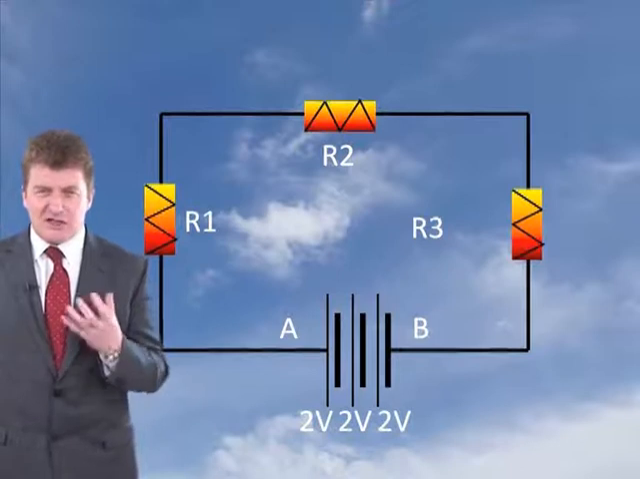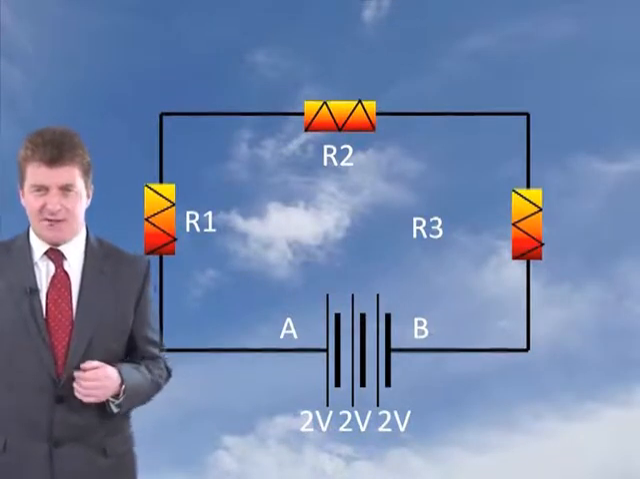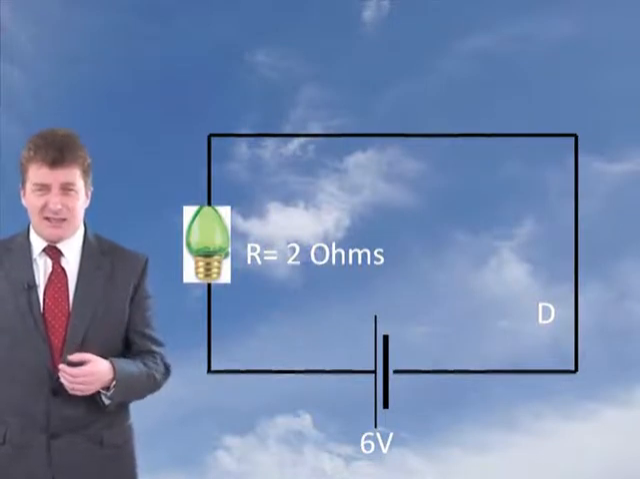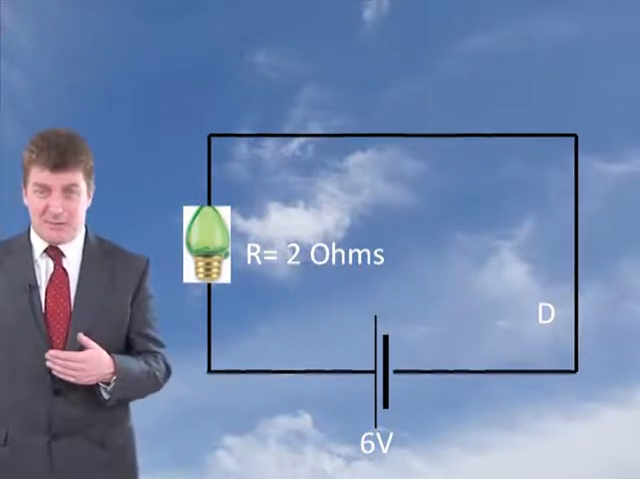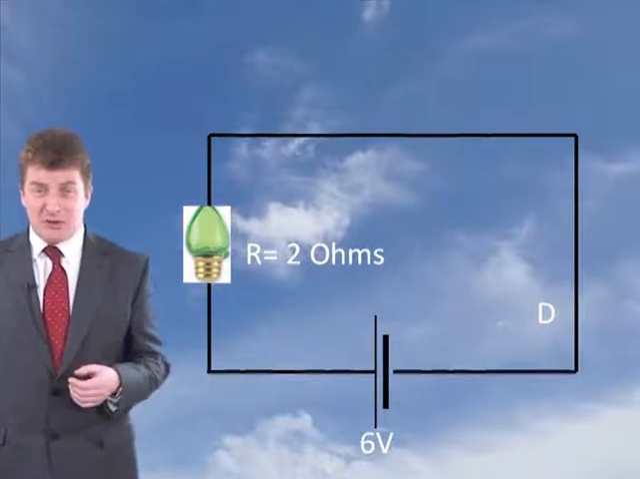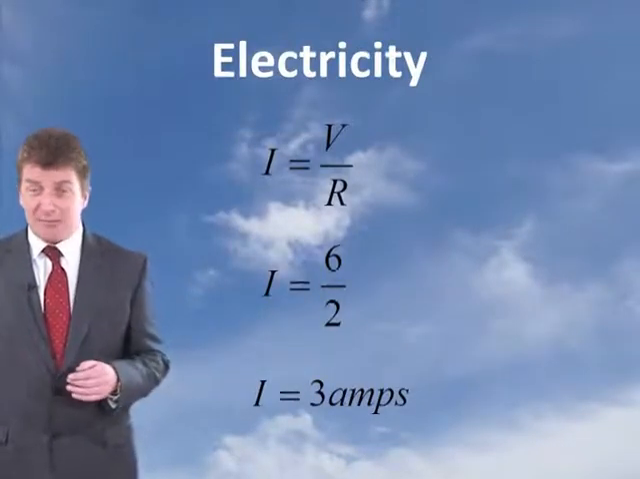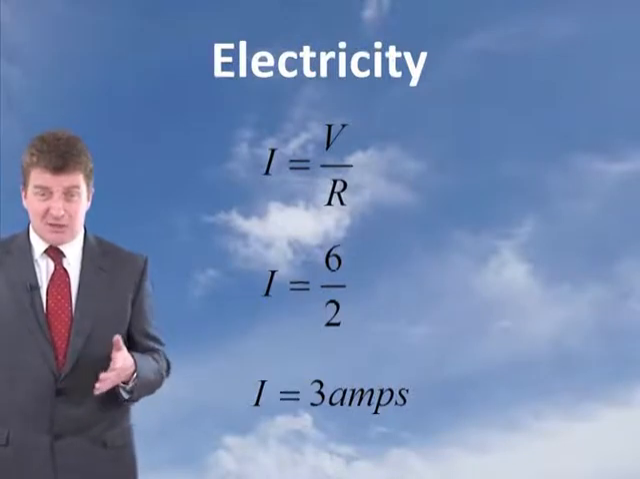Firstly, I want to look at circuits in series. This shows you a circuit with a light bulb in it. Now, if you ignore the resistance of the wire, what would the current in the circuit be? Well, if you put in known variables, you know that I equals V divided by R. So I equals 6 divided by 2, which is 3 amps.